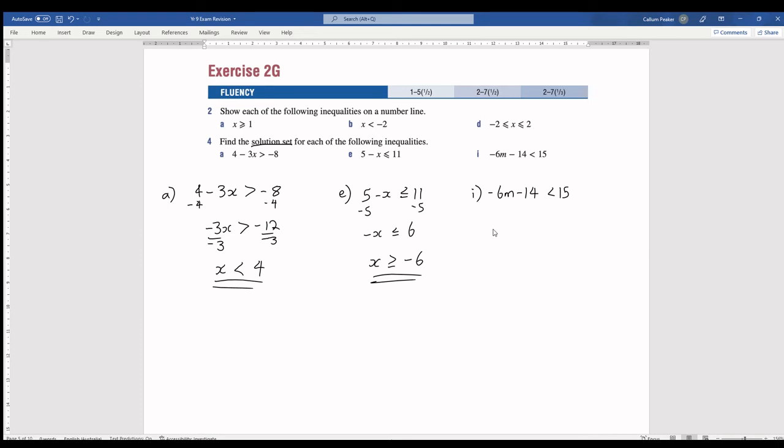Okay, so that should have been long enough. You may need to pause the video if you want more time. So we're going to add 14 to both sides, get rid of this extra number term here. So add 14 to both sides, that gives us minus 6m is less than 15 plus 14 is 29. And we're going to divide by minus 6, which requires us to flip this arrow here. And that gives us m is greater than minus 29 over 6.